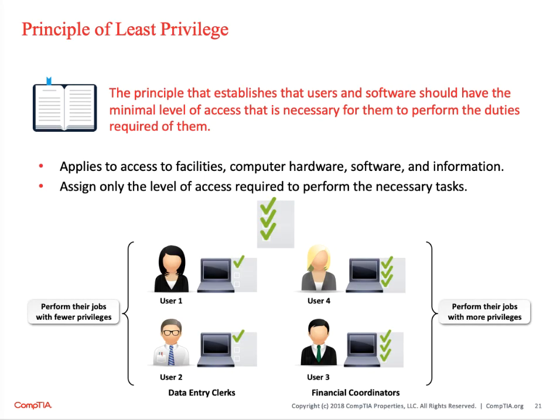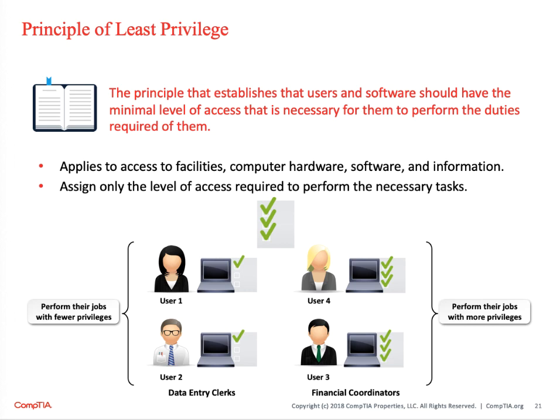Principle of least privilege. The principle of least privilege establishes that users and software should have the minimal level of access that is necessary for them to perform the duties required of them. All right. So this would be applying to facility access, computer hardware, software, information, etc. So when a user or system is given access to something, that access should only be at the level required for them to perform any necessary tasks that they have.